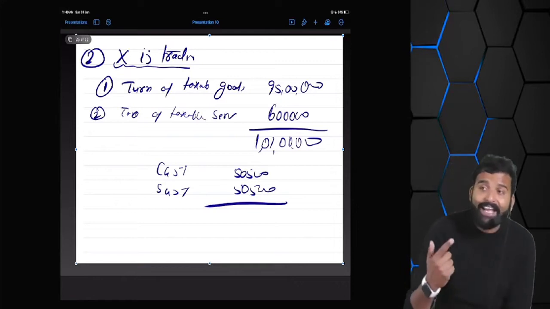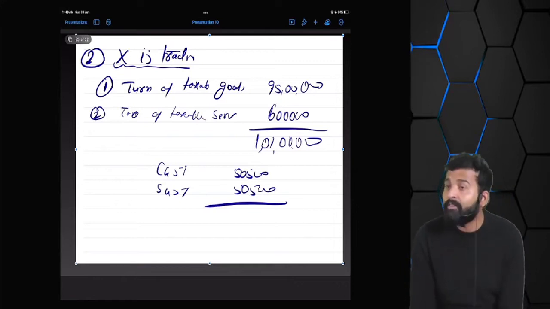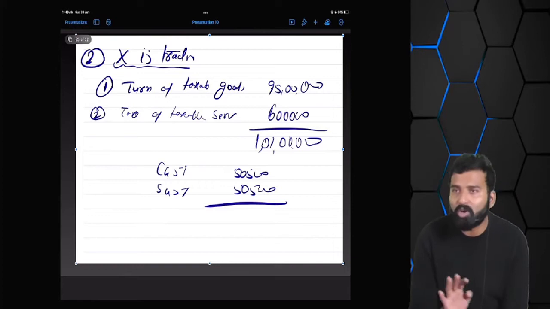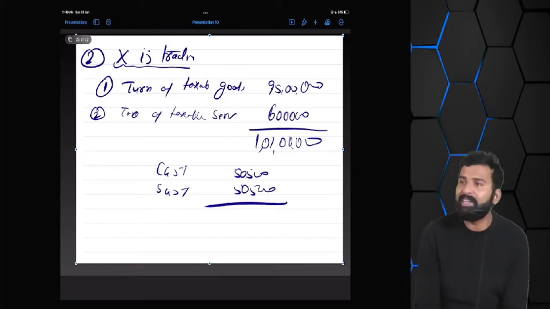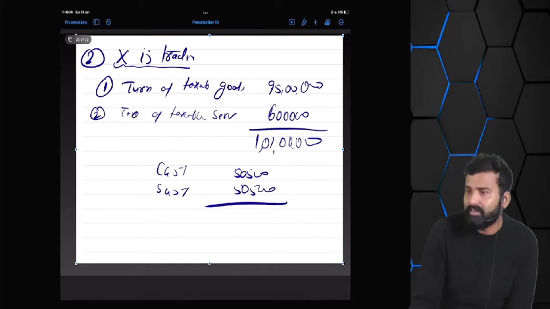So on that 10 lakh rupees, which is an exempt supply, the manufacturer is going to pay 1%, but the trader is not going to pay 1%. That is a very big difference between manufacturer and trader. I think now you are getting this calculation.